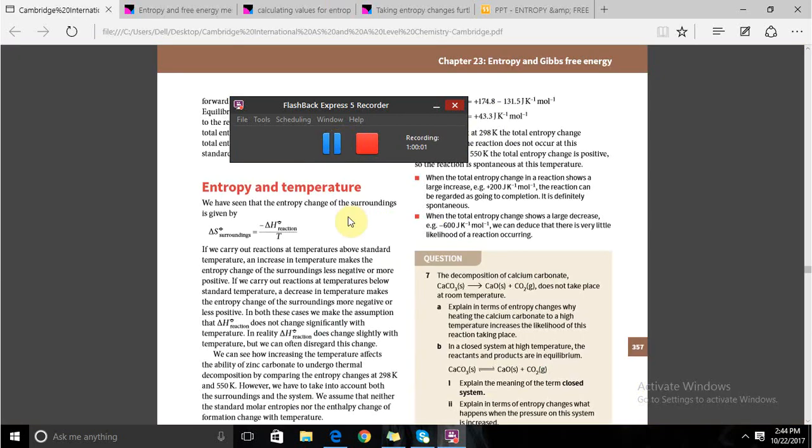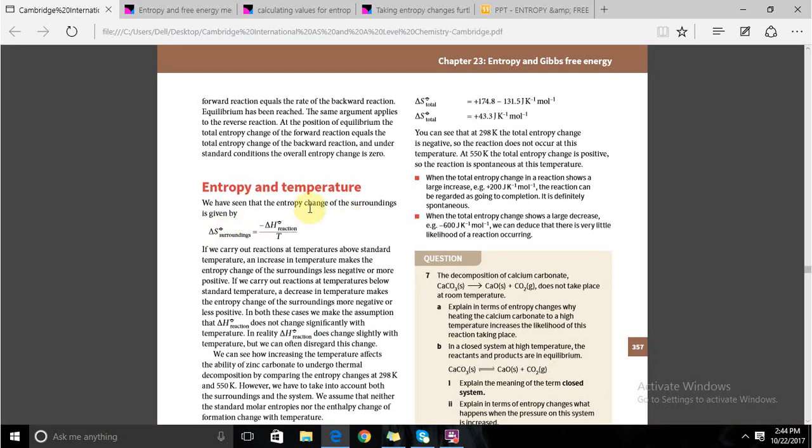We have seen that the entropy change of the surroundings is given by this formula. If we were to carry out reactions at temperatures above the standard, an increase in temperature would make the entropy change of the surroundings less negative. The reason is that temperature in Kelvin always has a positive value, something you should remember. Because it is the denominator, if we increase the value of T, the overall value will fall, and since a negative is still acting on it, it will be less negative.